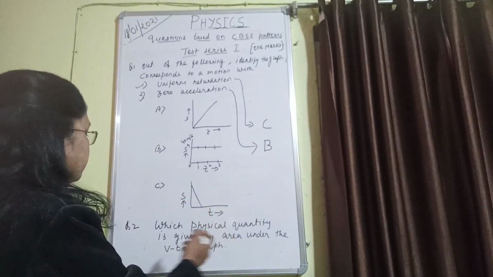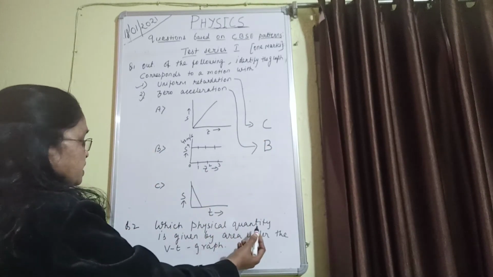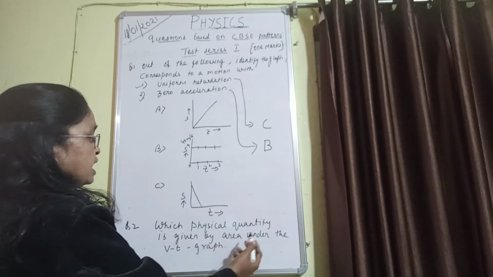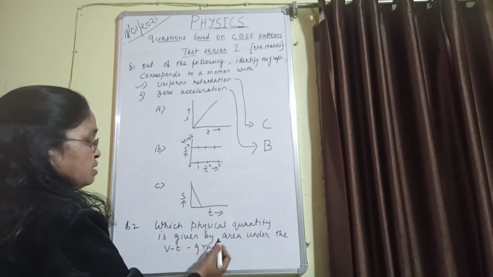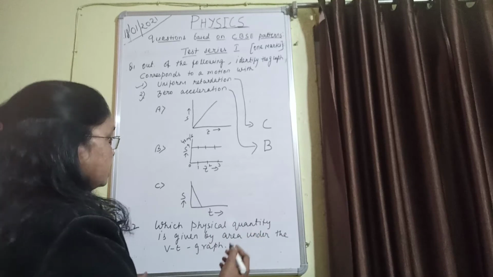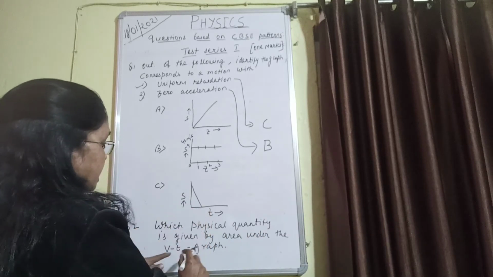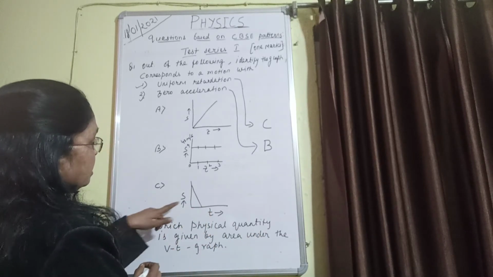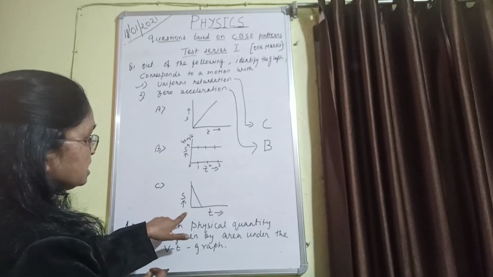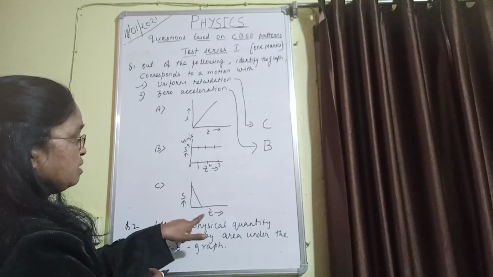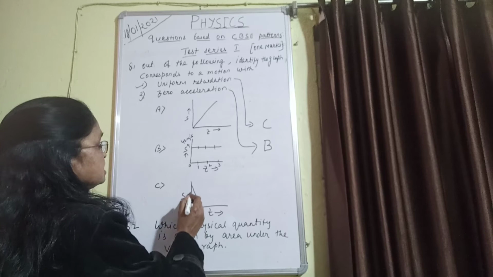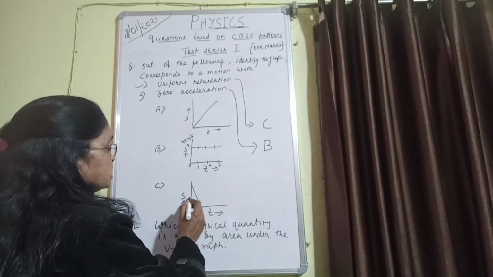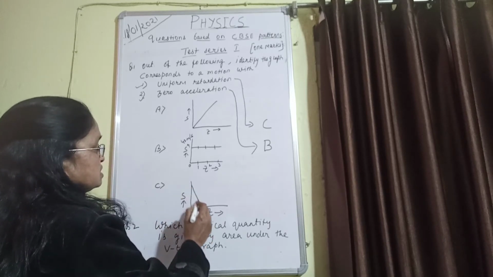Come to the second question. Which physical quantity is given by the area under the velocity time graph? So, suppose we consider this speed time graph, and if we consider the area under this speed time graph, then it gives us distance.